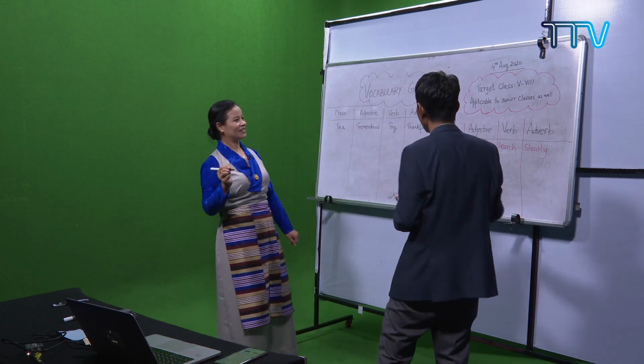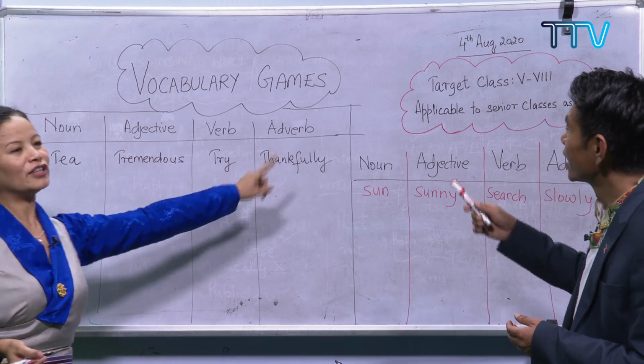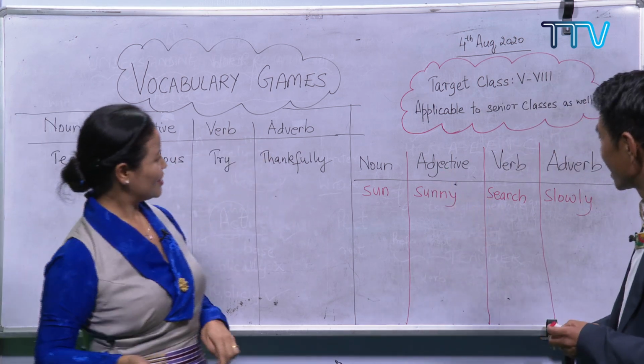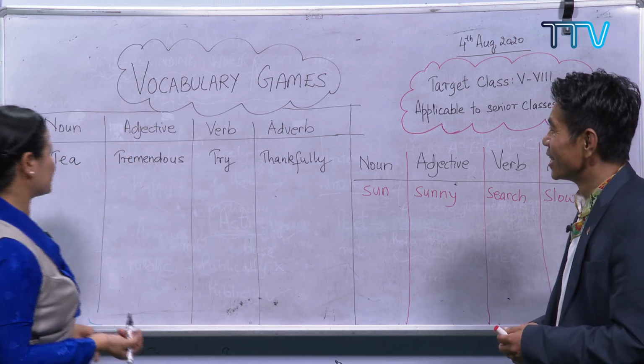So what words do you have? T: tremendous, try, thankfully. And mine? Sunny, search, slowly. Okay, so there is one.